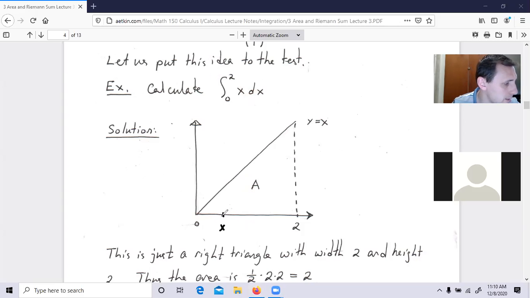So if this is x, the height of the rectangle is also x, right? And the width, which I make a bit thick, that width is dx. Do you understand how that's supposed to work, guys? Good?